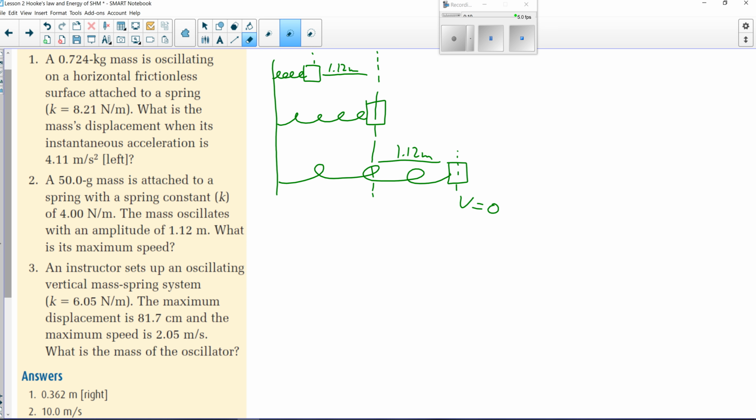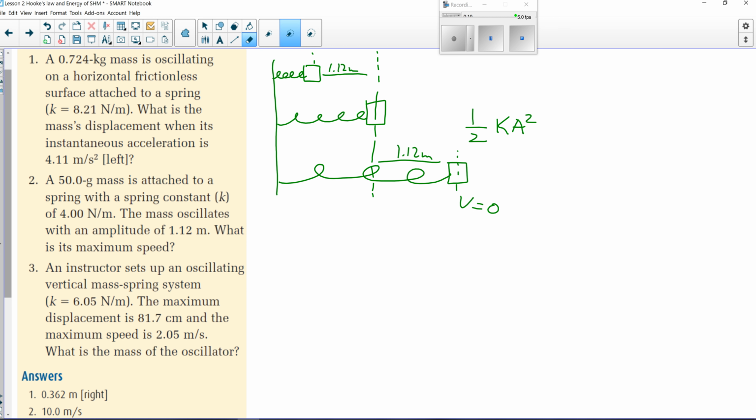Potential. It can't have any kinetic because it has no speed. Okay? So at a position of maximum amplitude, we only have potential energy. Now, I wrote A, not X, because A is a special X. It's the maximum value of X.